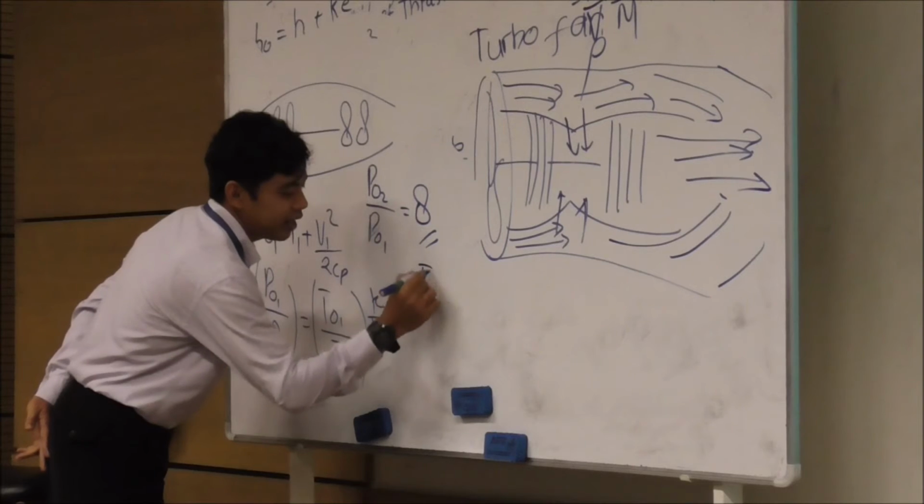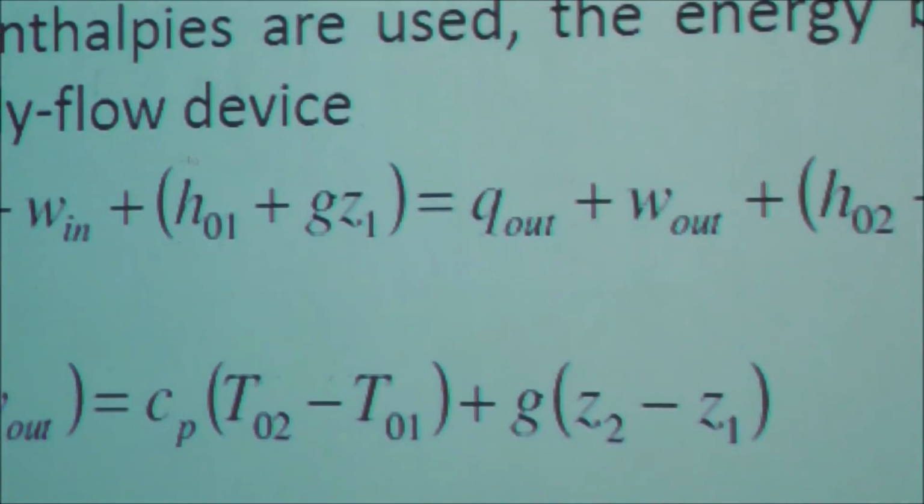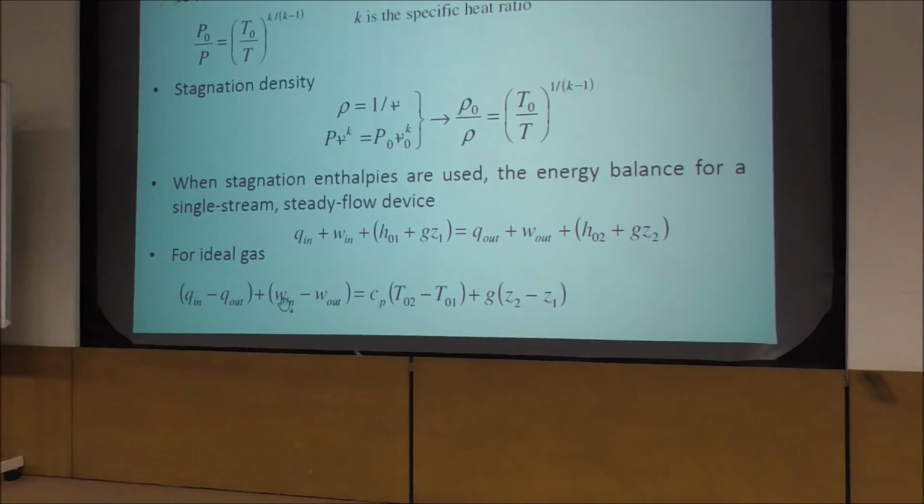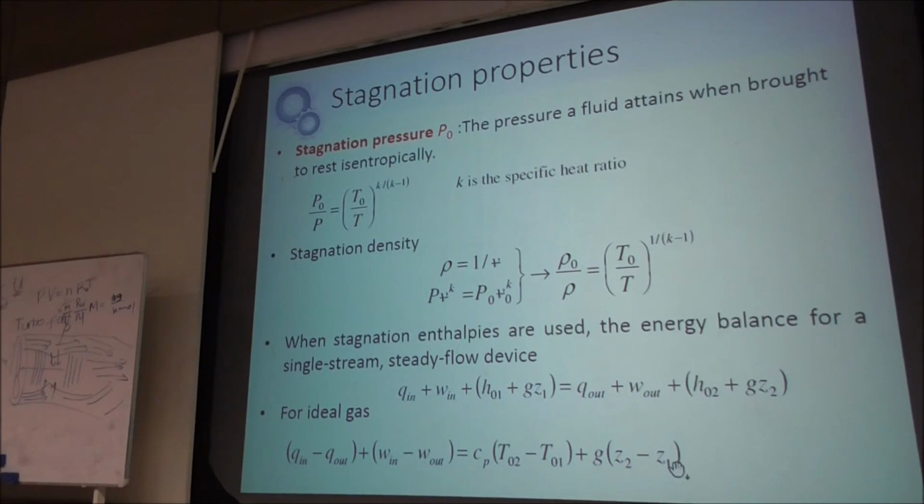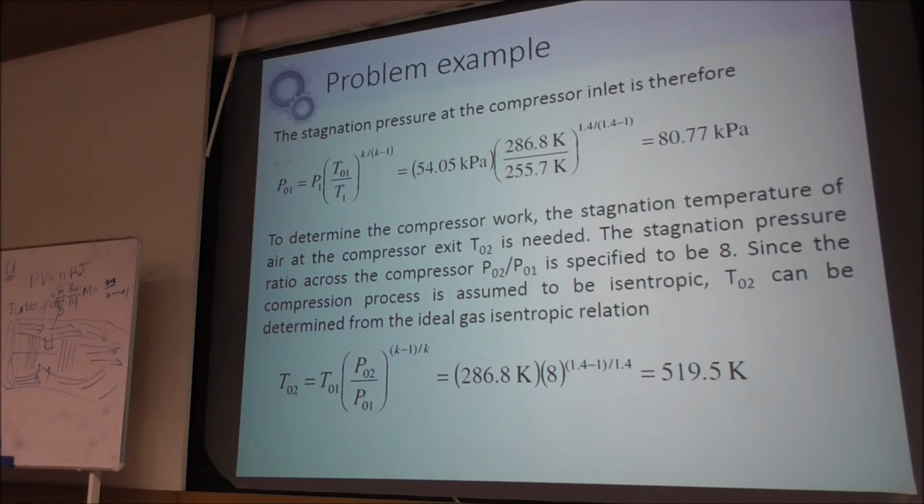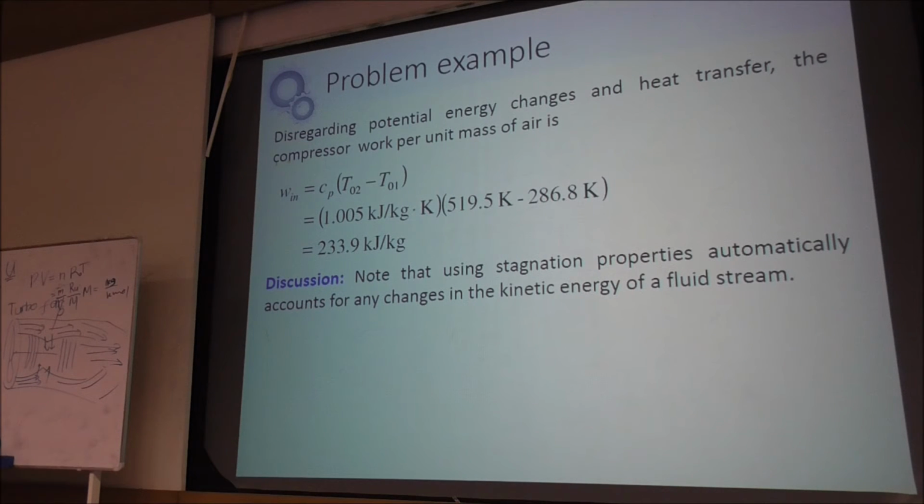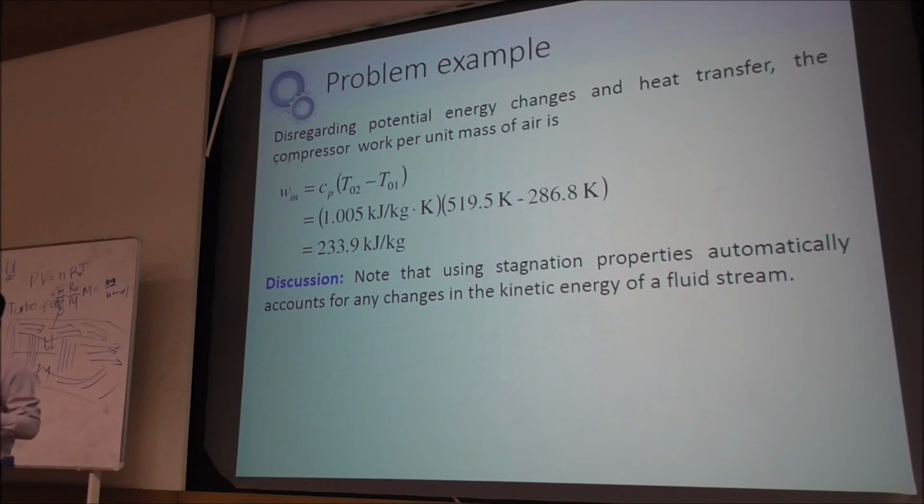Once you get your P naught, you can calculate your T naught 2. When you calculate your T naught 2, you can calculate the work by using this. Q in and Q out are not there, so cancel. So you get W in, which is equal to Cp times T naught 2 minus T naught 1. Z1 and Z2 are the same, they are at the same elevation, so it's going to be 0. So W in is equal to Cp times (T02 minus T01). That's how you calculate it.